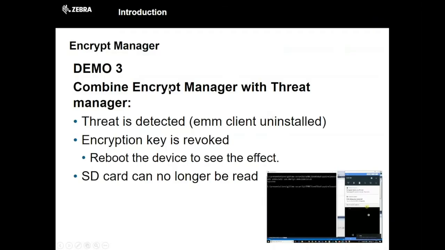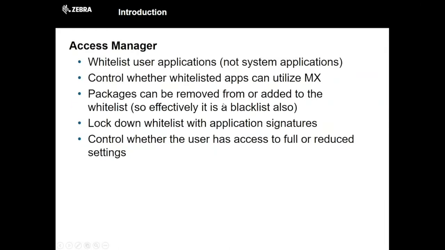Okay, so that is Threat Manager and Encryption Manager. I'm going to talk about Access Manager, which is the final big security manager before we move on to some of the smaller functionality. Access Manager allows you to specify a whitelist of user applications. So we're not talking about system applications, just user apps or line of business apps. And it controls whether or not applications on that whitelist can perform privileged functions.